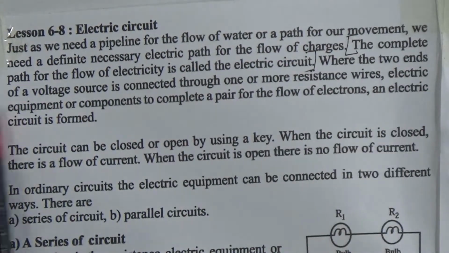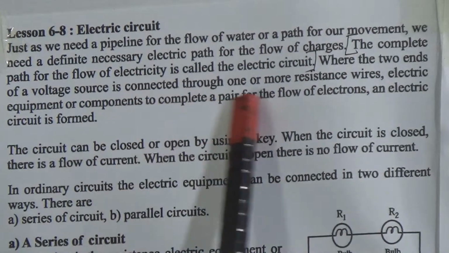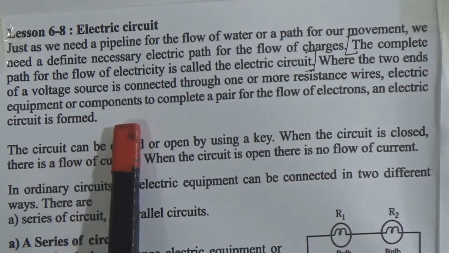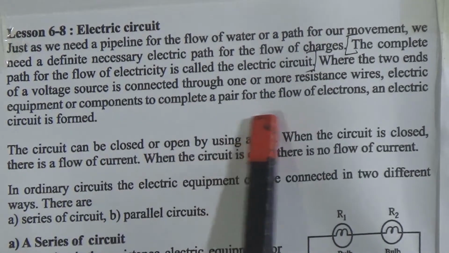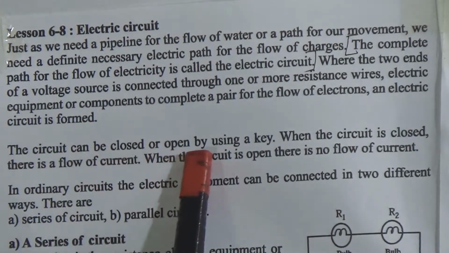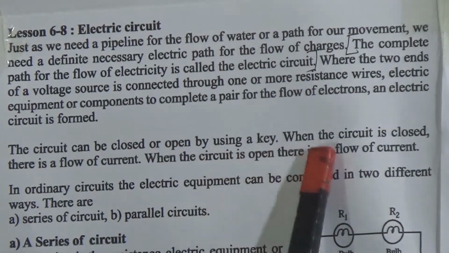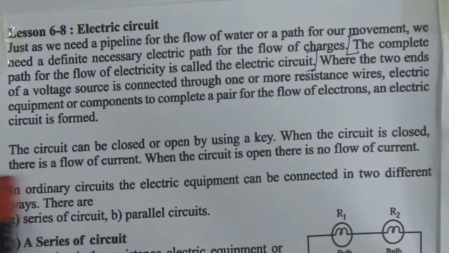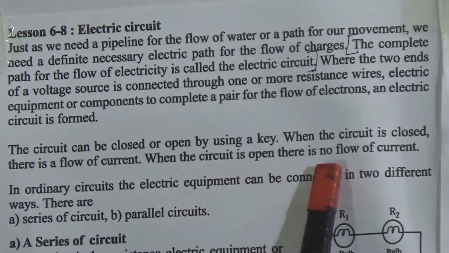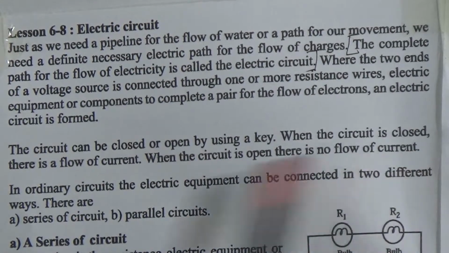When the two ends of a voltage source are connected through one or more resistance wires, electric equipment or components to complete a path for the flow of electrons, an electric circuit is formed. The circuit can be closed or opened by using a key. When the circuit is closed, there is a flow of current. When the circuit is open, there is no flow of current.